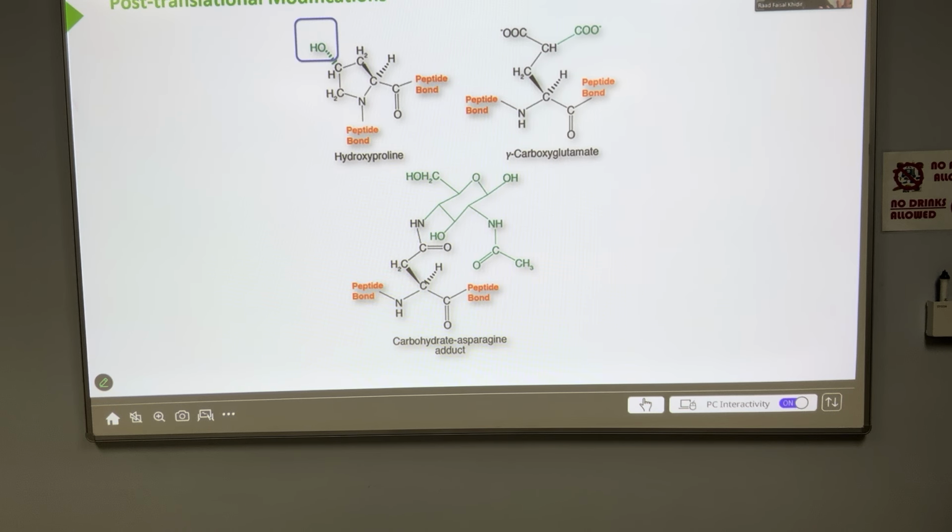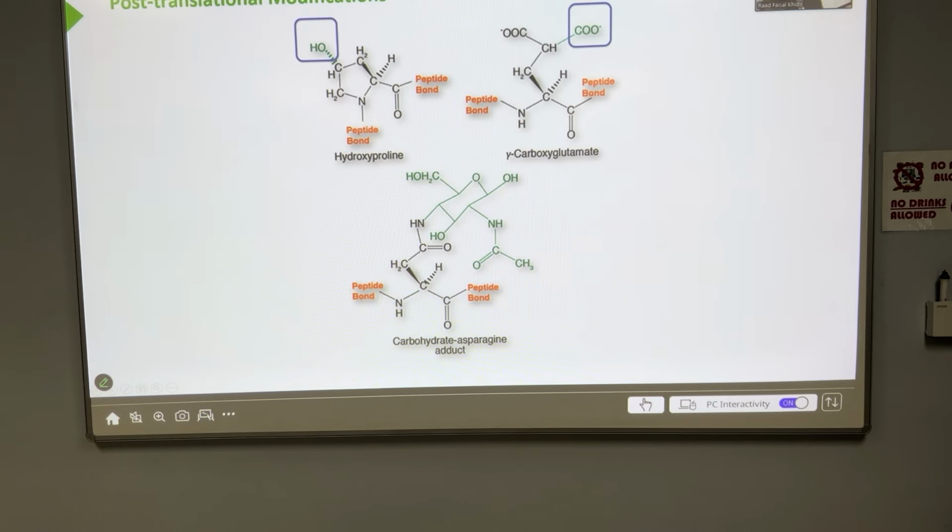Now, if you look at post-translational modification, sometimes we add a hydroxyl group. Sometimes we ionize and we add a carboxylic acid group. That's all post-translational modification. That was not part of the ribosome. The ribosome did not print out for us a protein with a hydroxyl group. No, we added that as a post-translational modification.